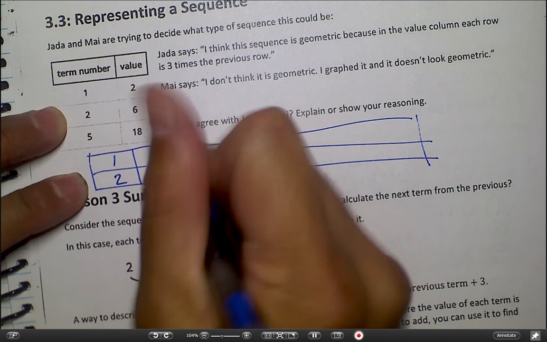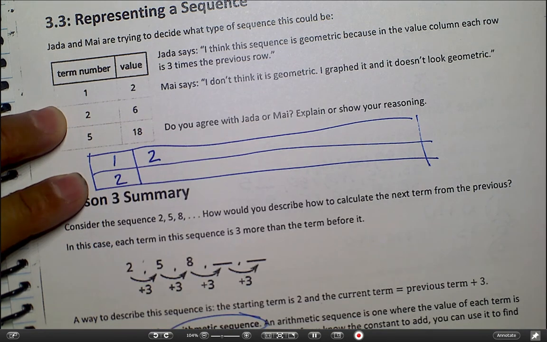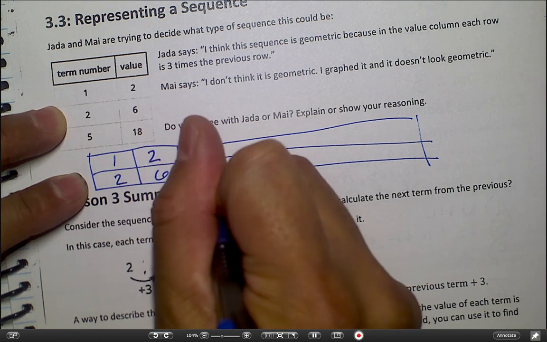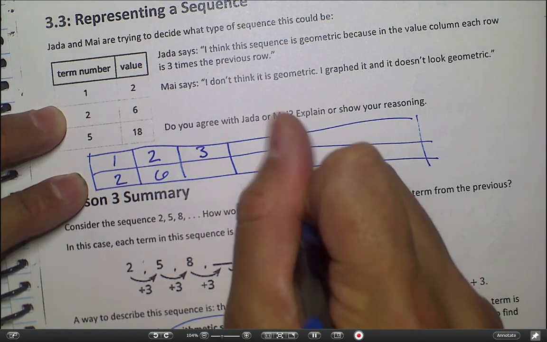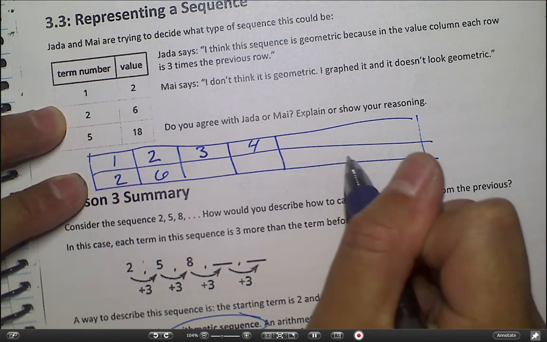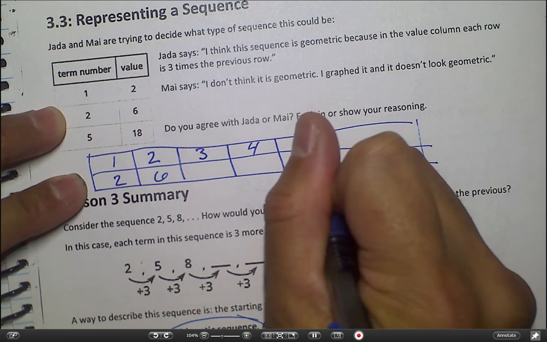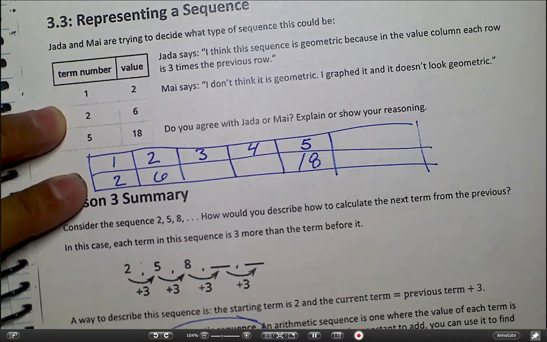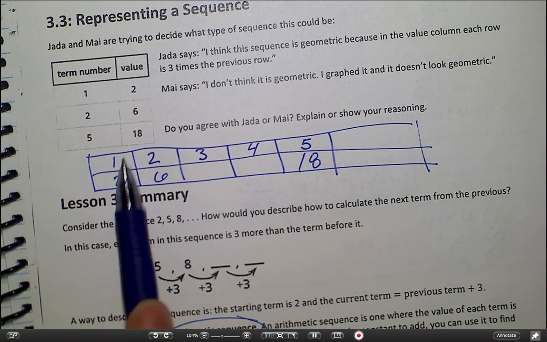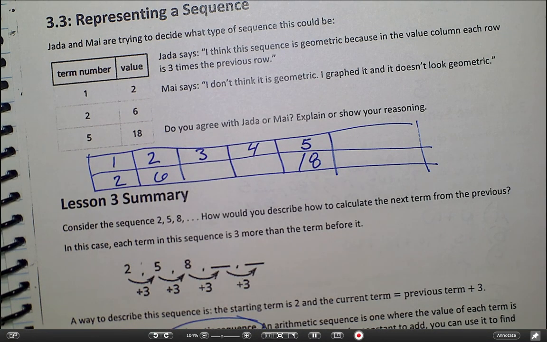Term number 2, what's my number? Term number 3? I don't know. Term number 4? I don't know. Term number 5. Okay, so that's what it means by term number. It's that number in the sequence. That number in the sequence refers to the term. Okay?